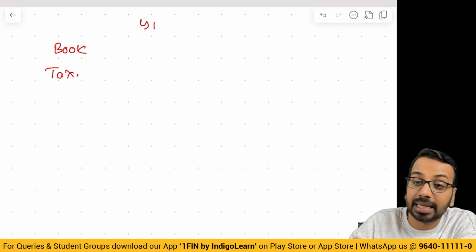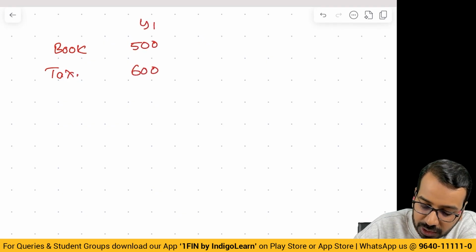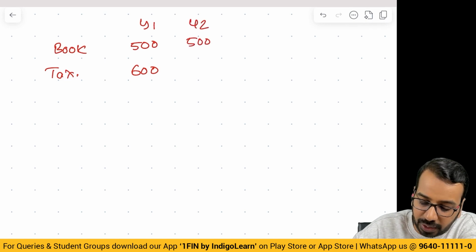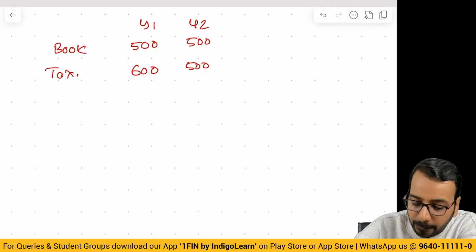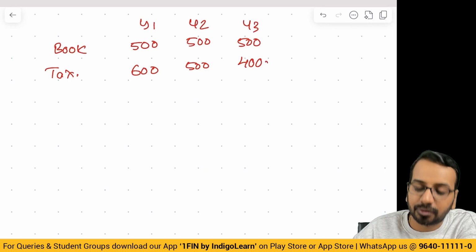So assume we have books and we have tax. In year 1, books had how much? 500, tax had how much? 600. Maybe in year 2, books will have 500, tax will also have, say for example, 500. Maybe in year 3, books will have 500, tax will have 400.